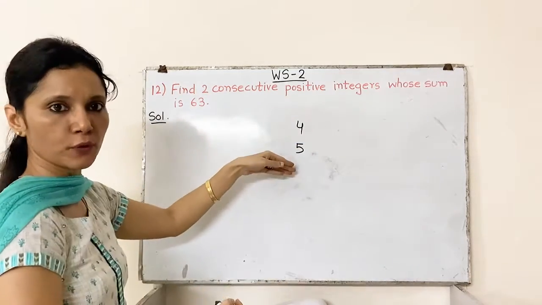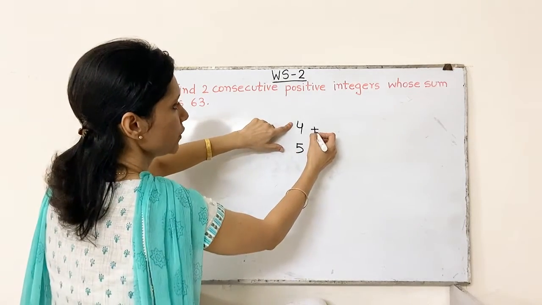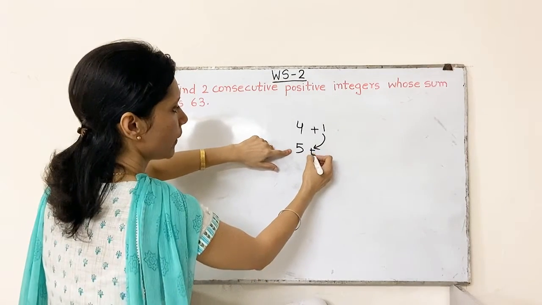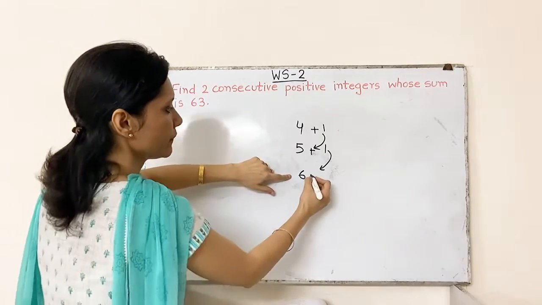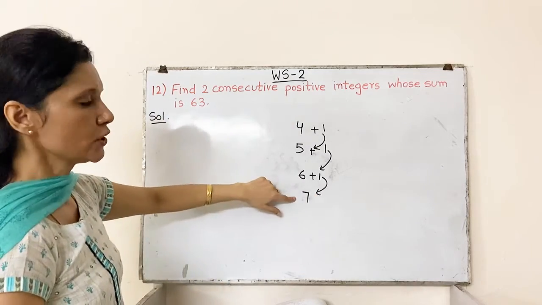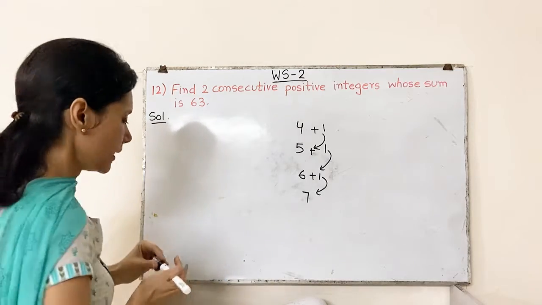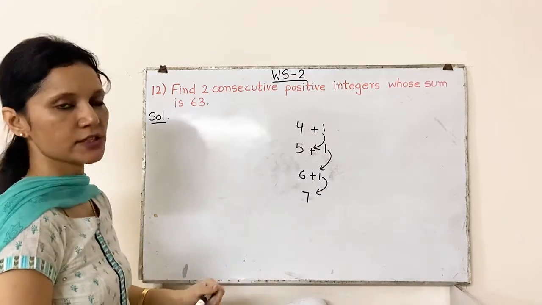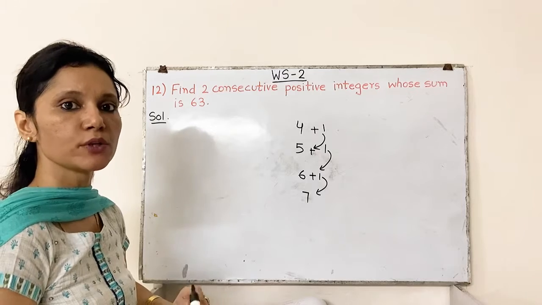That comes after 4. So how do we get one number after the other? If we add 1 to 4, we would get the next consecutive number. If we add 1 to 5, we would get the next consecutive number. Similarly, if we add 1 to 6, we would get the next consecutive number as 7. So in order to find a consecutive number, you simply have to add 1. Now coming back to the question, they are saying there are two consecutive positive integers, meaning positive numbers, whose sum is 63.